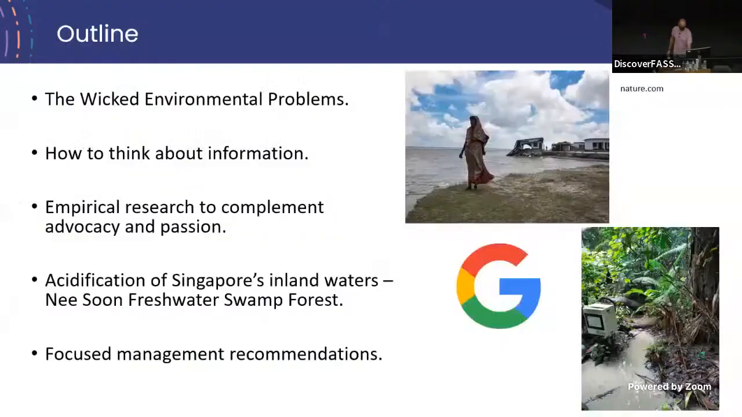The aim, or the outline, of today's talk is basically to introduce you to the terms of the wicked environmental problems. Broadly speaking, what are they? Just very briefly, we'll cover them. You'll have plenty of opportunities to learn through this process when you join BES.